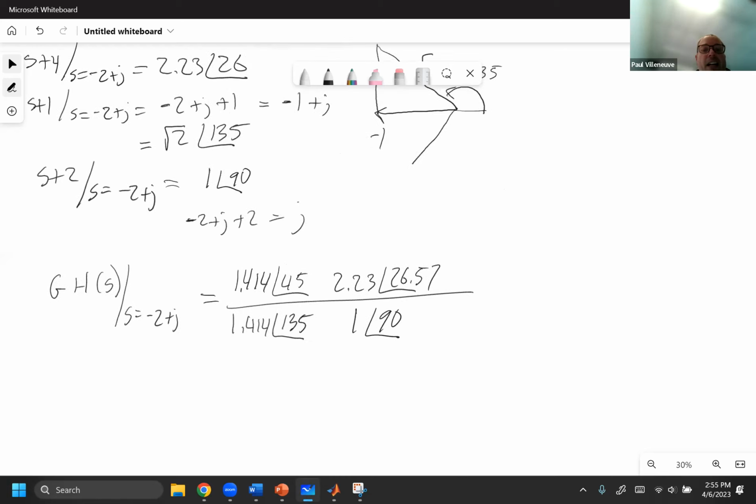Now, here's the next step. What is the magnitude of GH of S evaluated at S equals -2 plus J? How do I solve for the magnitude of that? Eric, would you be willing to help us out on that?